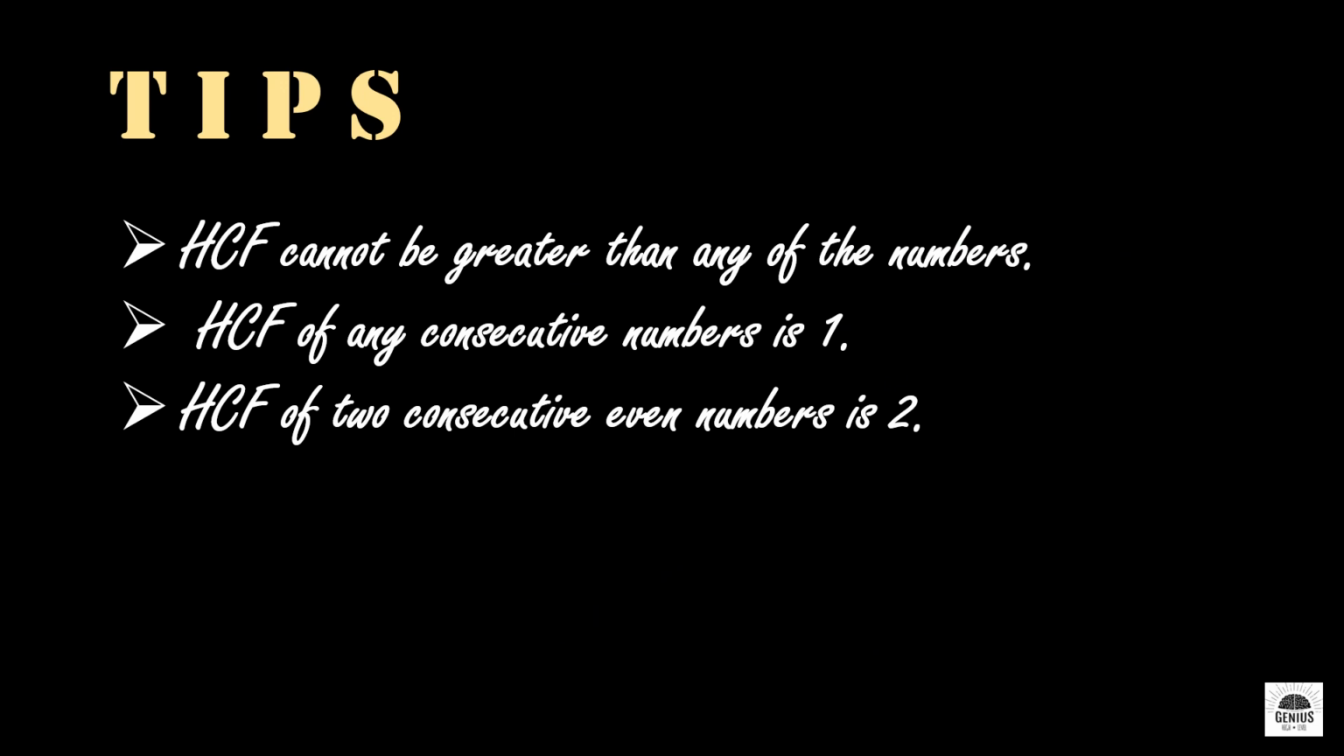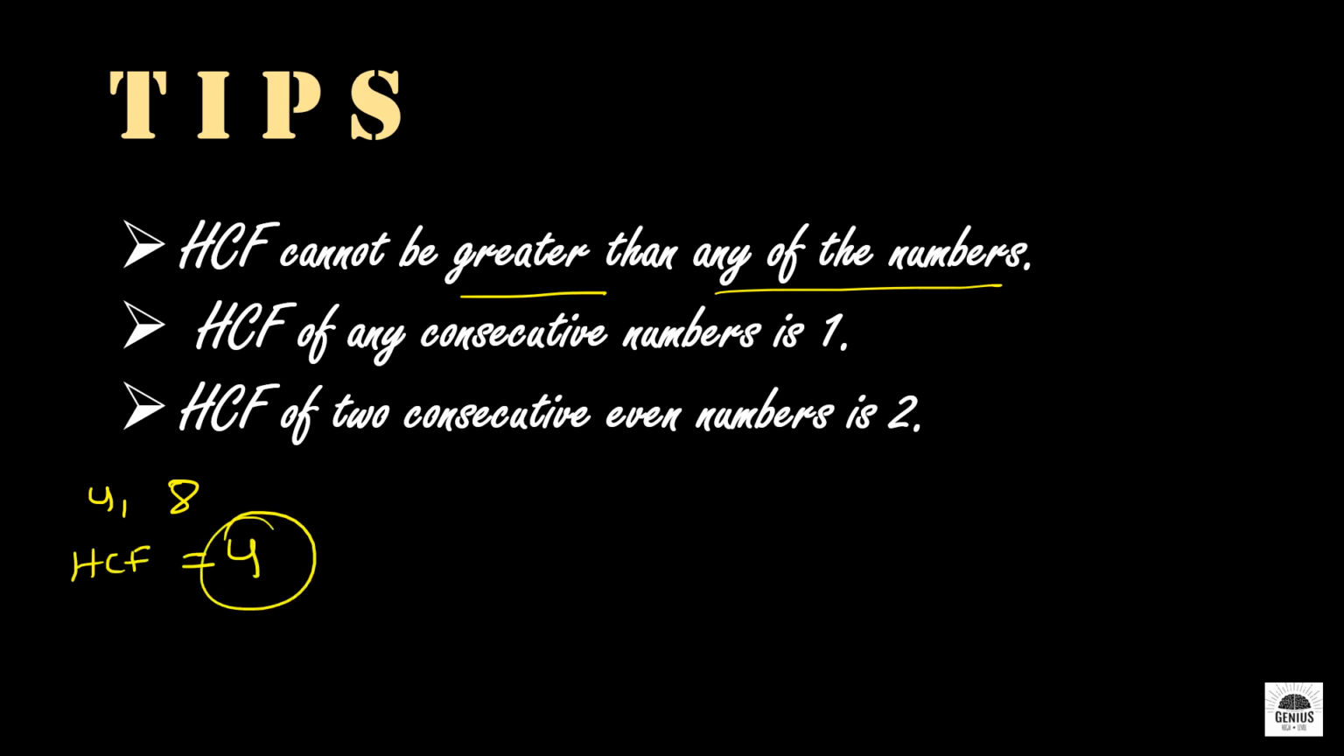Now some facts about HCF. The first is that HCF cannot be greater than any of the numbers. Suppose we have two numbers 4 and 8 and we have to find out the HCF of these numbers. The HCF of these numbers is 4. So HCF cannot be greater than any of the numbers. It can be equal, it can be smaller, but it cannot be greater.